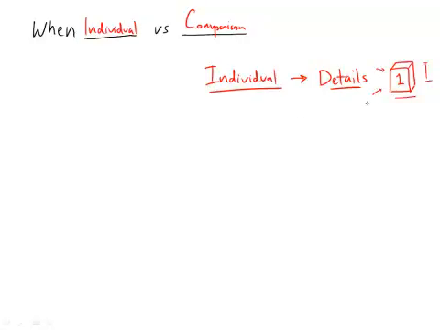When I really want to focus on the details of one item, I might want to focus on the details because I really don't want to get distracted by lots of other extraneous information. So I show individual when I don't want to be distracted by anything else.